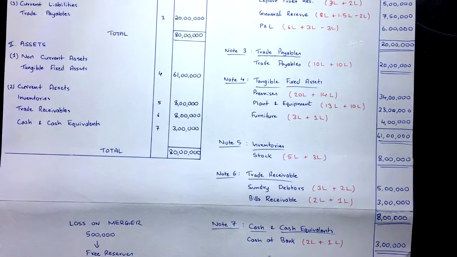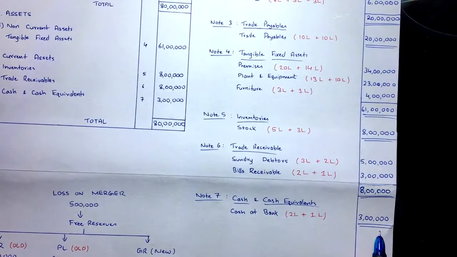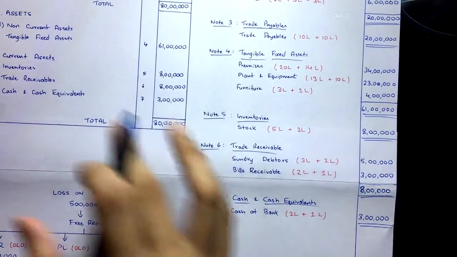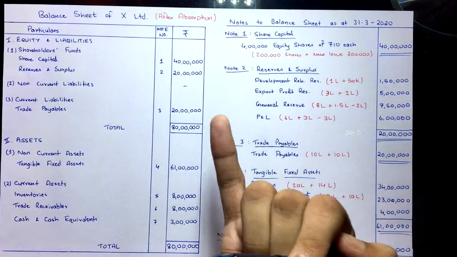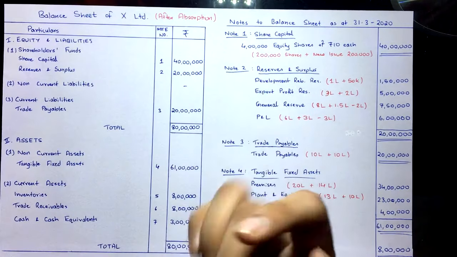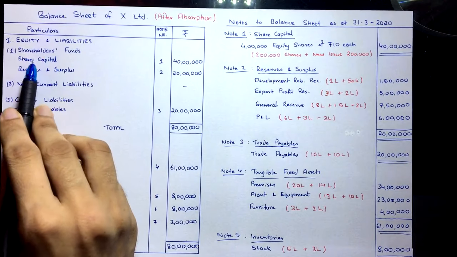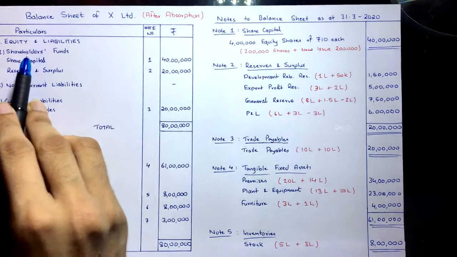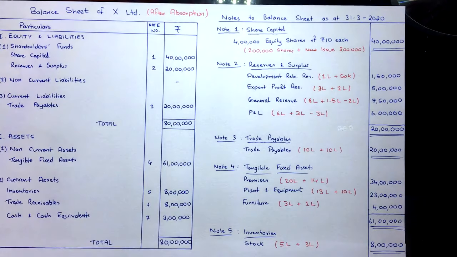So what I said? This cash and cash equivalent is 3 lakh, 2 lakh plus 1 lakh, that is equal to 3 lakh. Simple. So this is how you have to do the balance sheet. Very simple. Equity and liabilities: shareholder funds, non-current liabilities, current liabilities. In shareholder funds, what is there? See this, shareholders' funds, that is reserves and surplus and share capital. That's how you have to remember it.